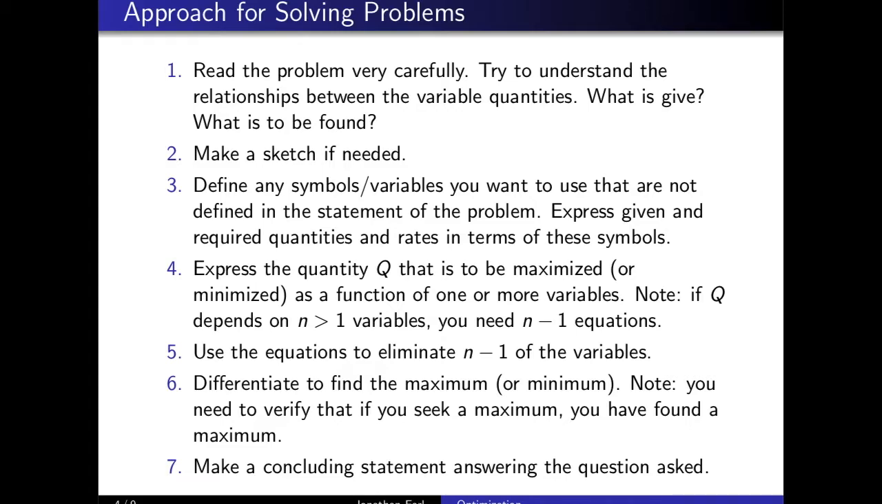So we need to express the quantity q that we either want to maximize or minimize as a function of the variables that were given. And then we're going to use the constraining equations to knock out all but one of the variables. And then after we've reduced the function down to something in just one variable, we can start differentiating to get our maximum or minimum.